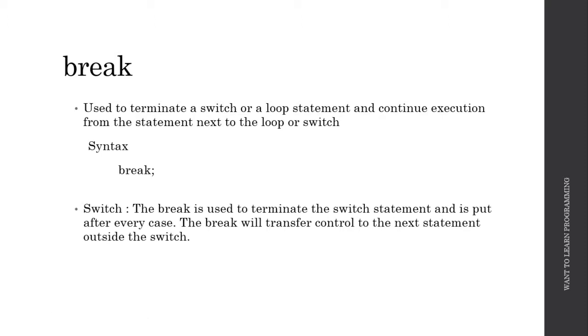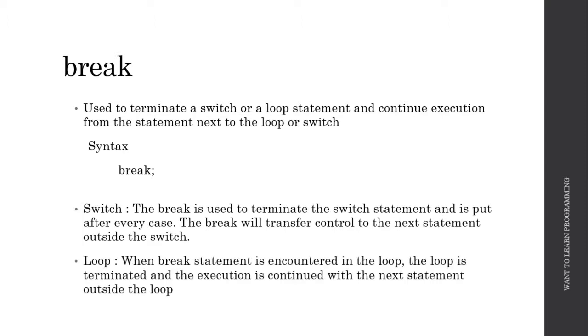Next, let's look at how break is used in looping statements. When break is encountered in a looping statement, the loop is terminated and the execution is continued with the next statement outside the loop. For example, if we include the break statement inside a for loop, then when the compiler encounters the break statement, it will quit execution of the remaining statements in the loop, skip all the other iterations in the loop, and directly go to the statements next to the for loop. So let's look at an example where we are using this break statement in C.